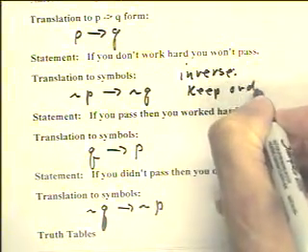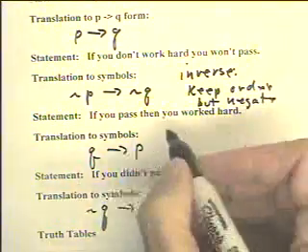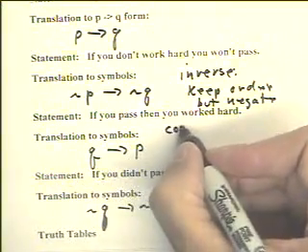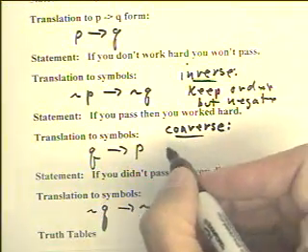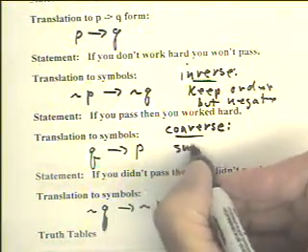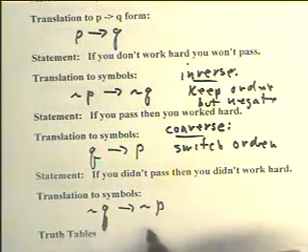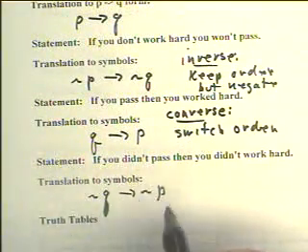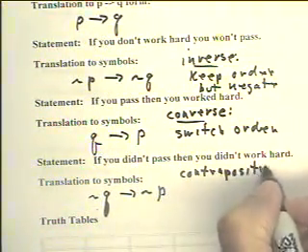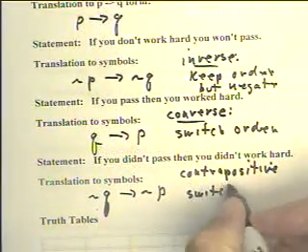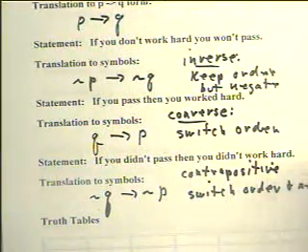We keep the order, but we negate everything. If we switch, then we get what's called the converse. Okay, we switch the order of the original statement. In the last case, if we switch the order and negate, this is called the contrapositive. Switch order and negate.